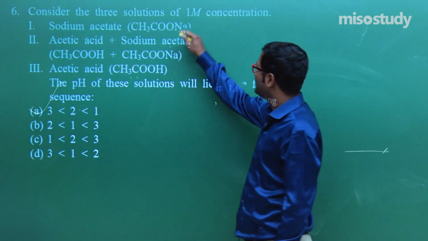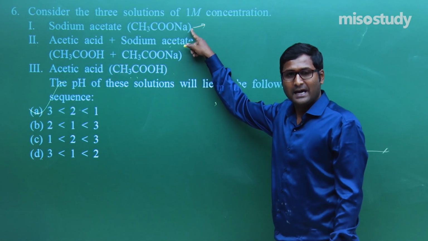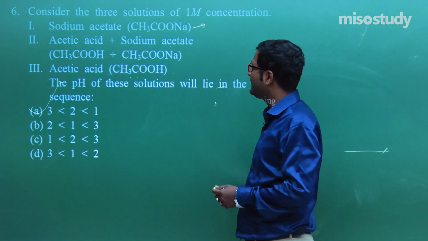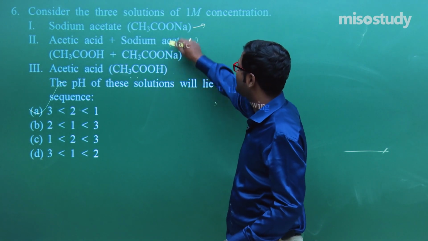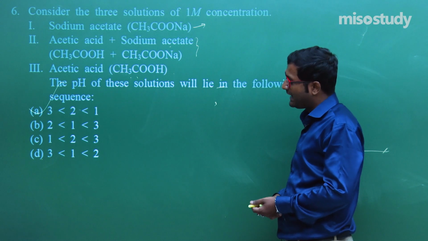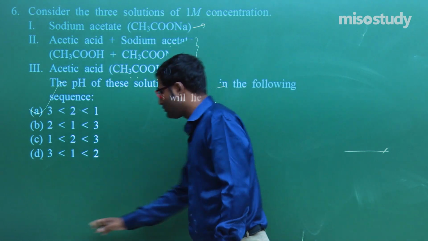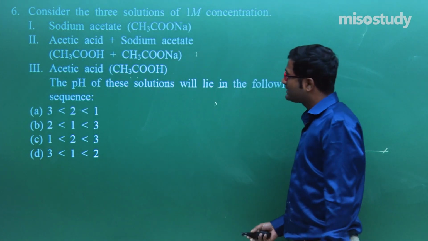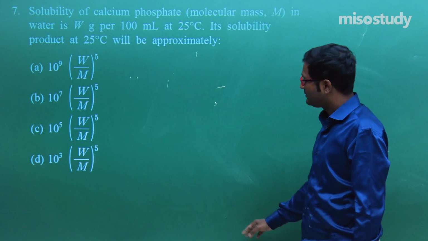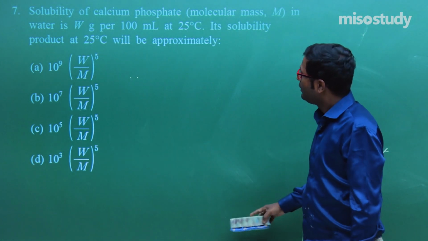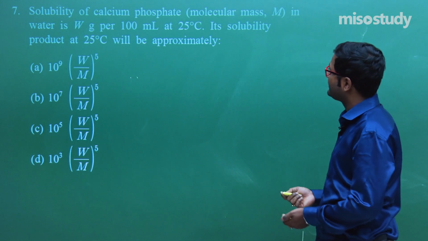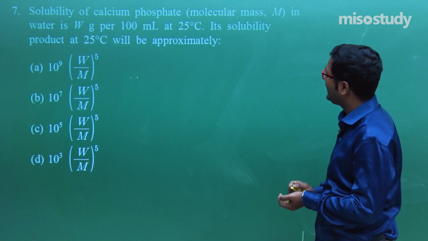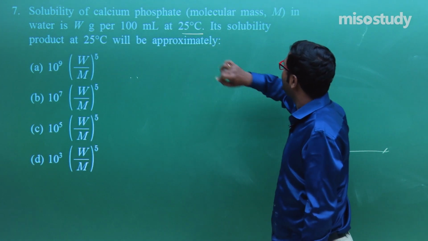Clear to you? This one comes from a strong base and weak acid, high value. This one is a weak acid, so it will have a slightly lower value of pH, and this one is a buffer, ranging between this and this. So 3, 2 and 1. Clear? Now friend, I'm going to rub this part and we'll discuss the next question. Check out what is the next question in this case. Look at, this is one of the best questions. Solubility of calcium phosphate in water is W gram per 100 ml at 25 degrees Celsius.